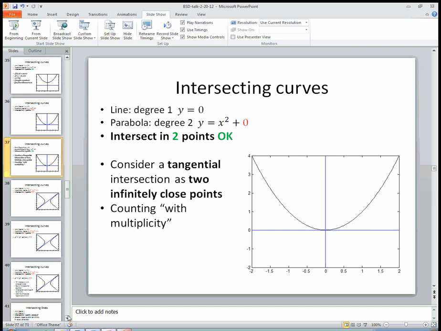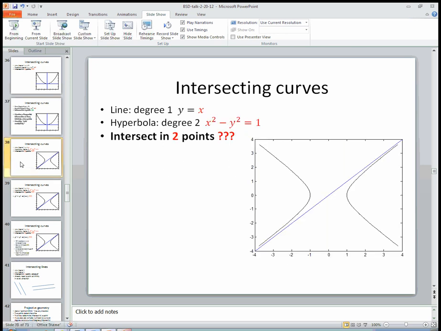And for a long time, people have known this is the right way to count intersections of curves, but do it with multiplicity. Turns out you can have multiplicity 3 and 4 as well, although not with a degree 2 curve. But I'm not going to show you examples of that. We could, though. It's not that hard.